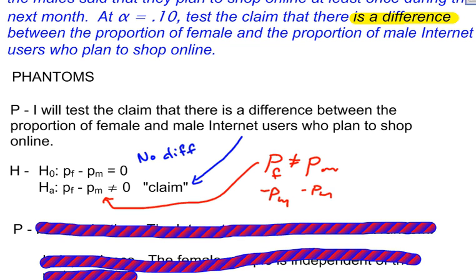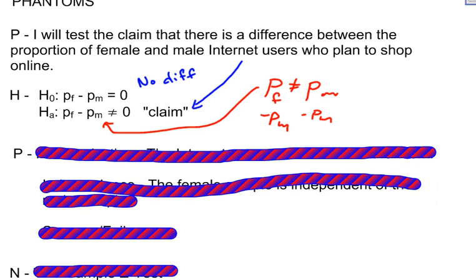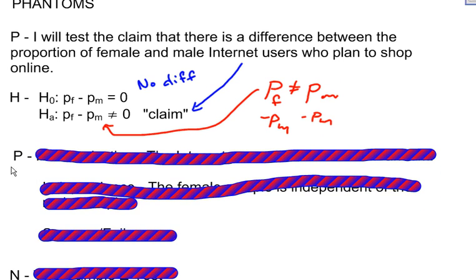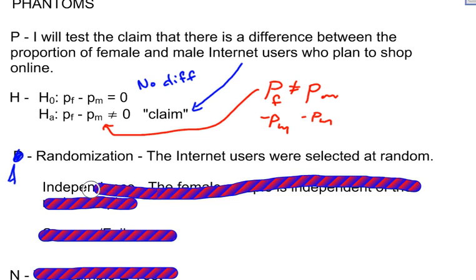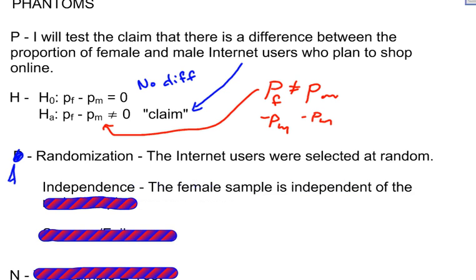All right, let's continue. The next thing that I need to put down here is, this should not be a P, this should be an A, and this A stands for assumptions and conditions. So the first condition we need to check is randomization, and the internet users were selected at random. The second one is independence, and I am checking to see if the two samples are independent. Not that the females are independent of each other or the males are independent of each other, but the samples are independent, and they are.